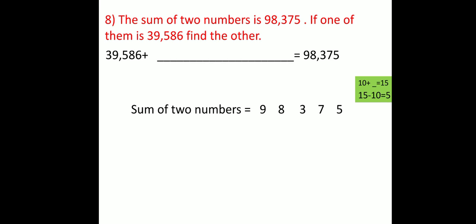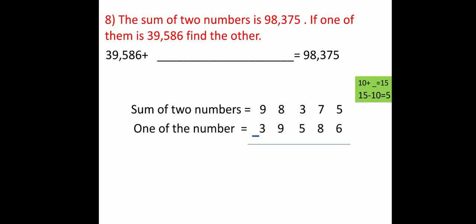Now write the number statements first. Sum of the two numbers equal to 98,375 and one of the numbers 39,586. Then start subtraction. Write the minus symbol and start subtraction from the right side, last digit.